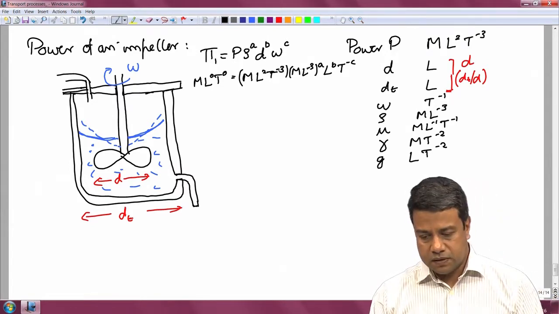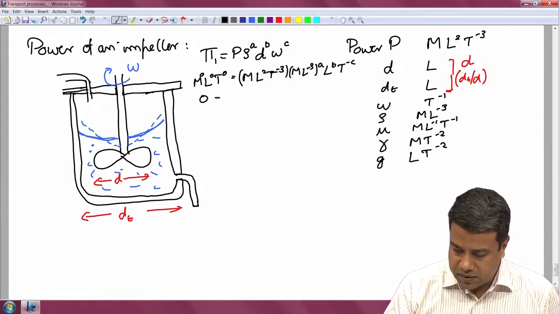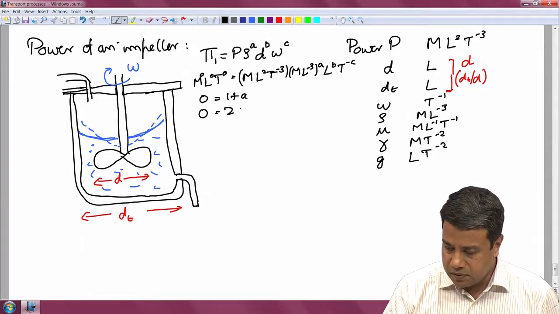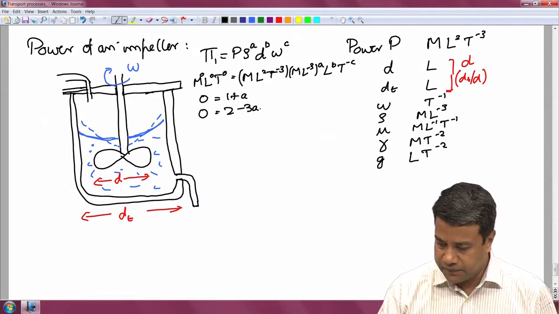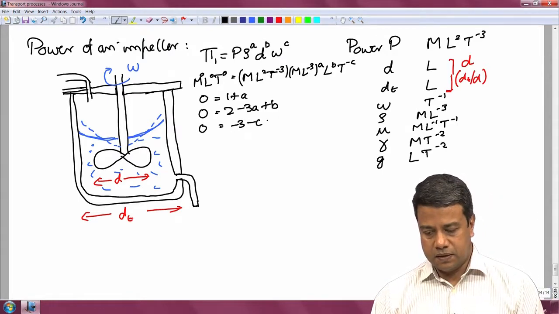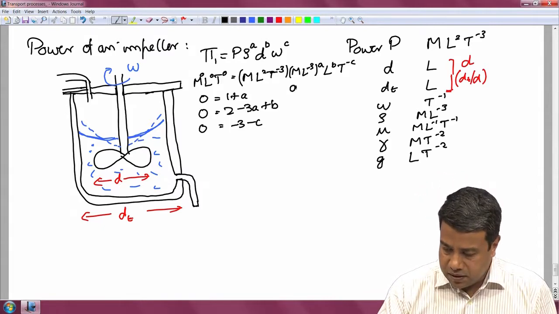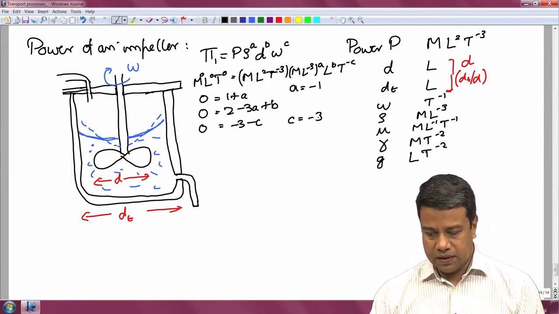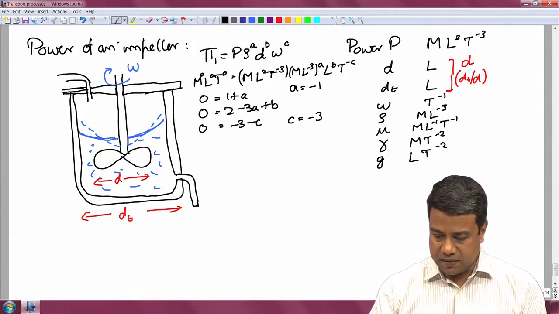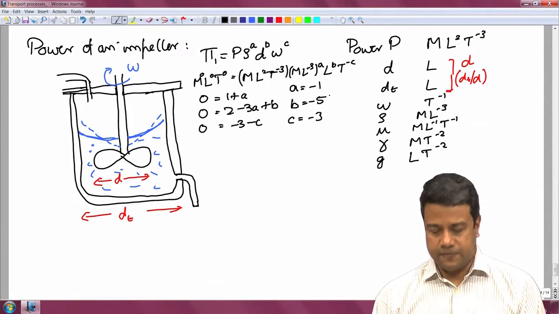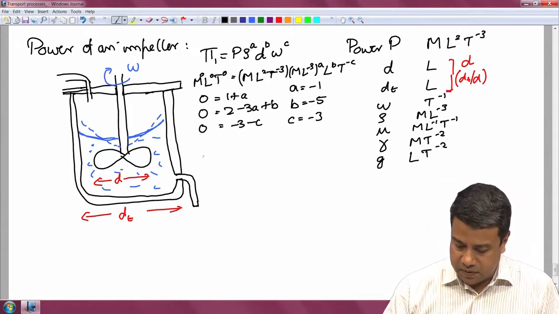So, now 0 mass dimension 1 plus A, length dimension 0 is equal to 2 minus 3A plus B, and time dimension 0 is equal to minus 3 minus C. So, this gives me A equals minus 1, C equals minus 3. And if you actually calculate this with A equals minus 1, you will find that B is equal to minus 5.